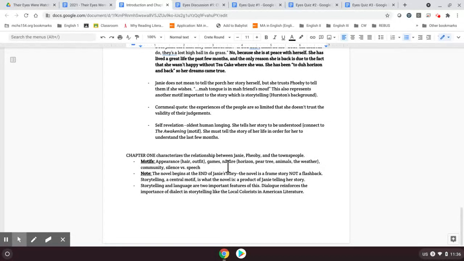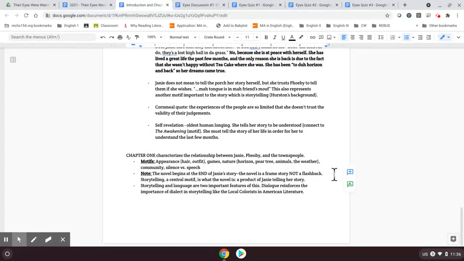But you're going to see references to the horizon over and over again. You're going to see, especially in chapter 1, when Janie is talking about her childhood, references to a pear tree, right? How she is like a pear tree. Different animals. So this would be like when there's mention of a donkey and kind of this separate storyline about a donkey, pay attention. And then the weather. All right. There's also motifs of community and then silence versus speech.